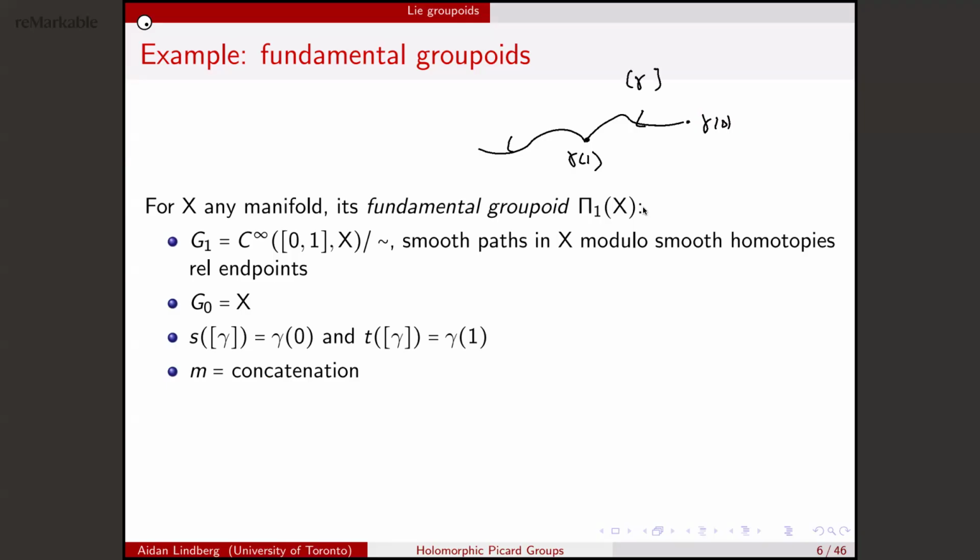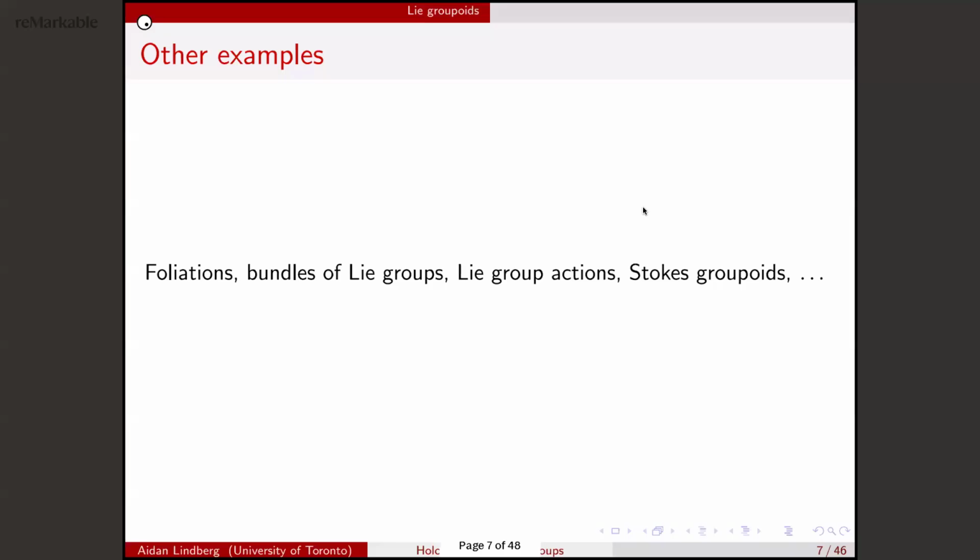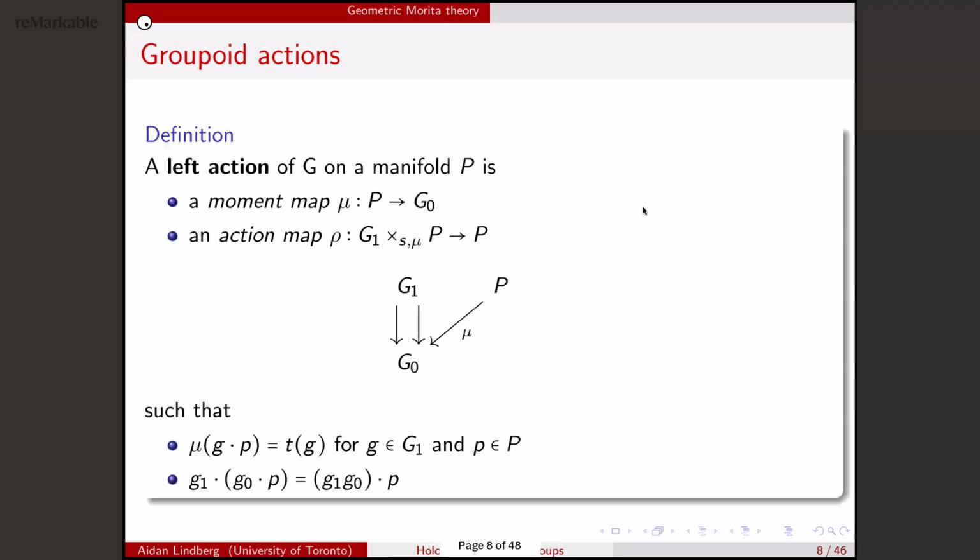Okay. So there are plenty of other examples coming from functions. If you have bundles of Lie groups, Lie group actions on manifolds, these things called Stokes groupoids. Okay, but if we want to think of a groupoid as being a generalization of a group, then we can ask what properties of groups, what things can you do with groups, can you generalize to Lie groupoids? So we like having groups act on things, and we can have groupoids act on things as well.